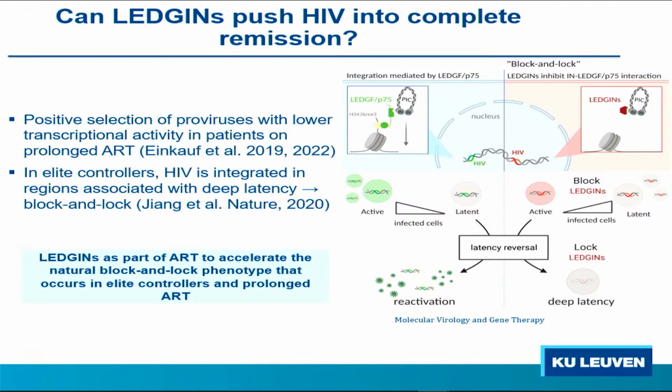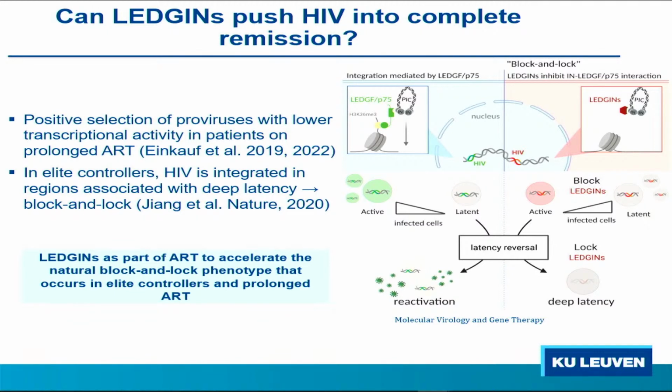And so it has gone back and forth until some papers from the group of Matthias Lichterfeld at Harvard. Matthias is studying elite controllers. Elite controllers are people that can control HIV replication, probably by a strong immune system, so that there is a very low level of HIV in the absence of treatment. Yeah? And he looked at where the virus was located in the chromatin in these patients, and he found the virus in inactive chromatin, in heterochromatin.